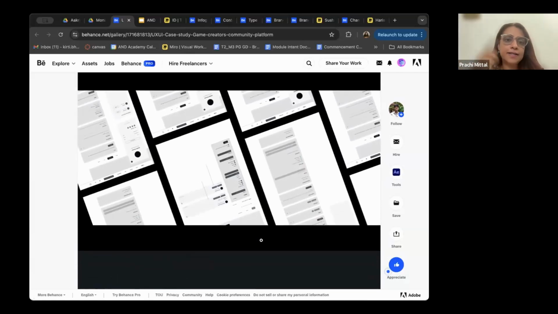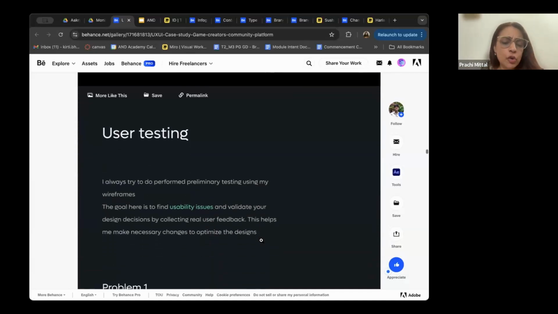You already saw earlier, he said 6 iterations. So he revised the screen 6 times. Some of them may be more than six times as well. Let's continue. We're not showing all of that here.